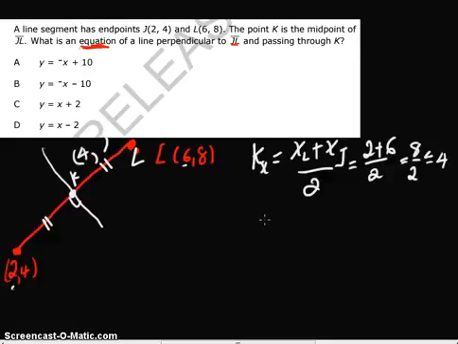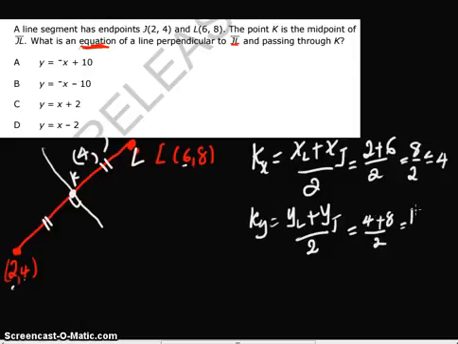So we know the x coordinate of K is 4, so I'm going to write 4 right there. Now to find the y coordinate of K, we add the y coordinate of L plus the y coordinate of J, divided by 2. This comes out as 4 plus 8 divided by 2, which is 12 over 2, which is going to be 6. So K is (4, 6). So we do have our first point, which is great.